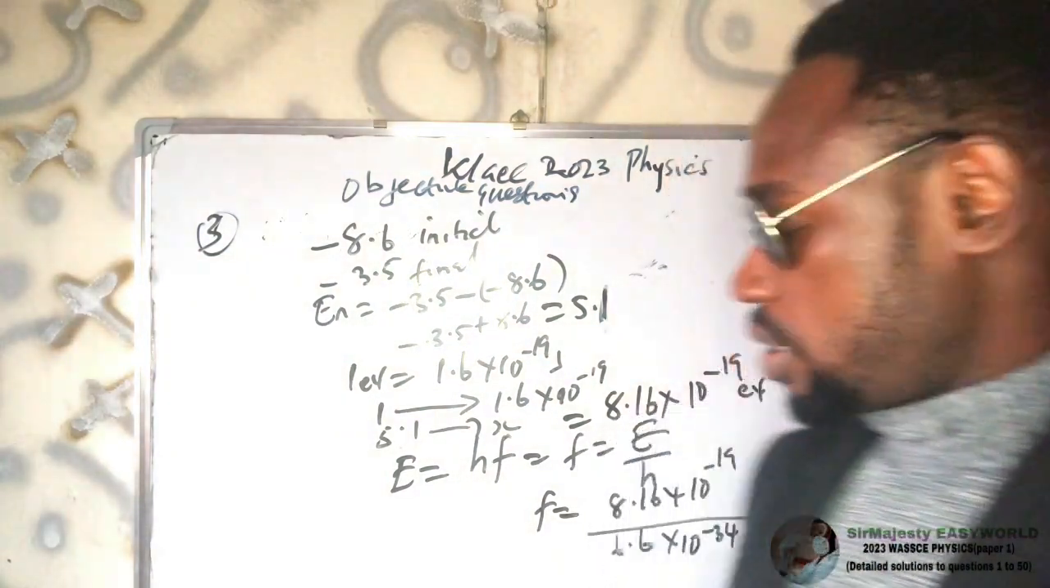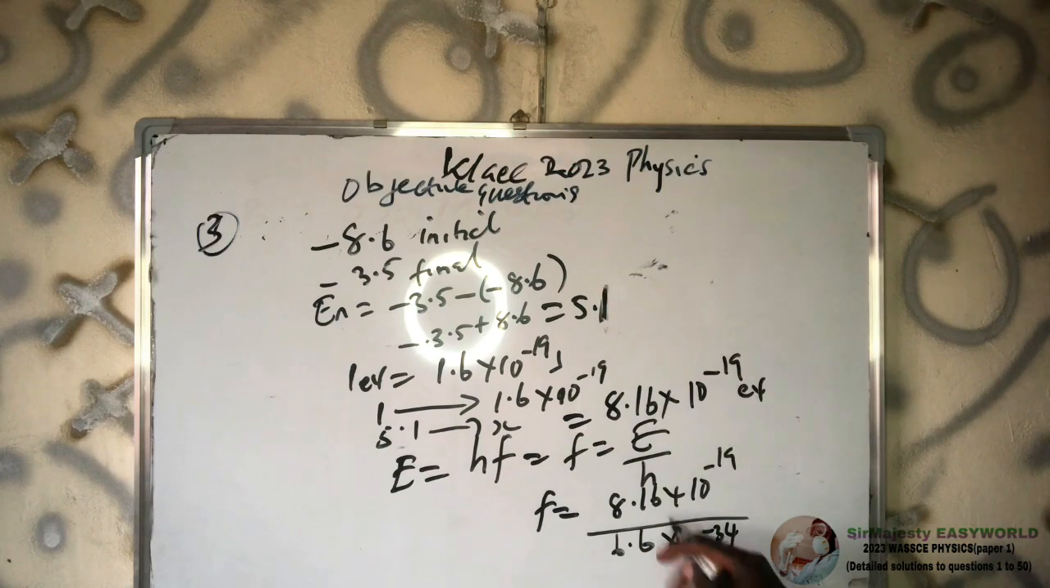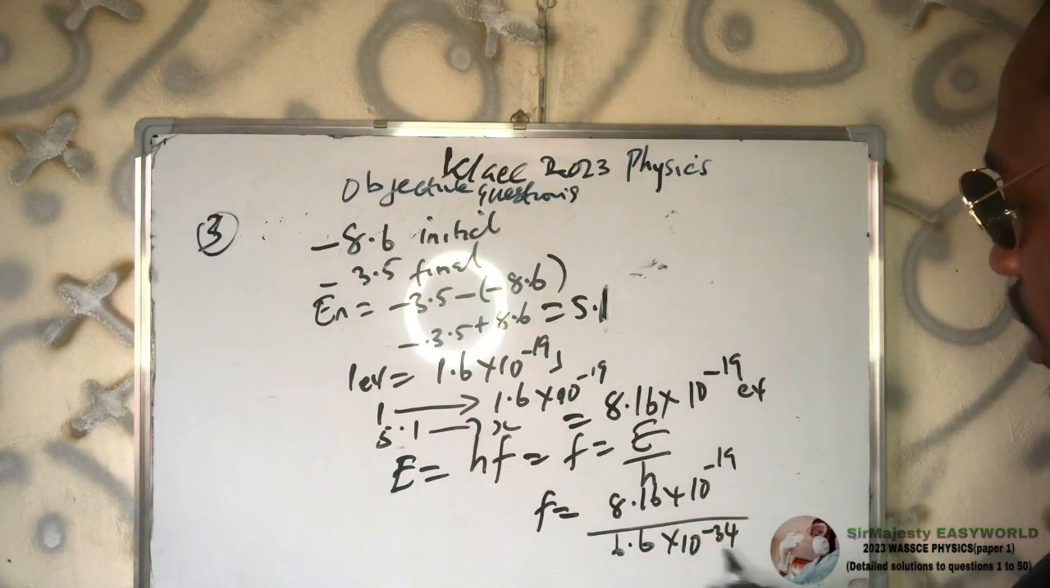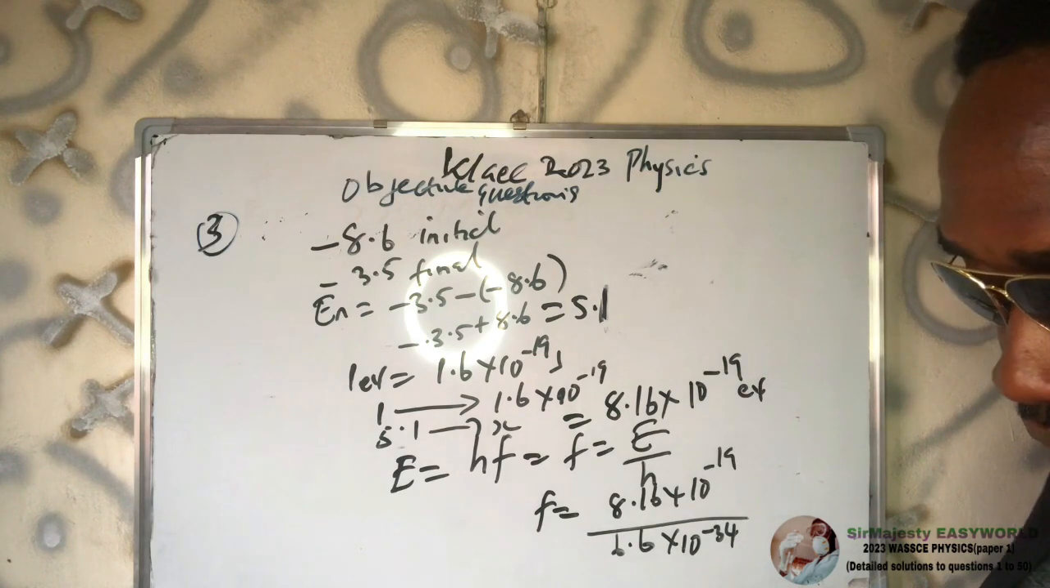In this case, because we are calculating for frequency, and because it's indices, you just divide 8.16 by 6.6.